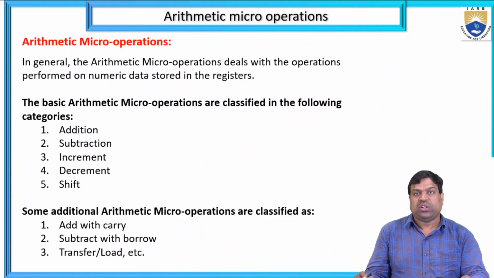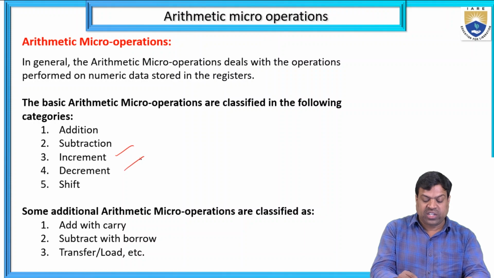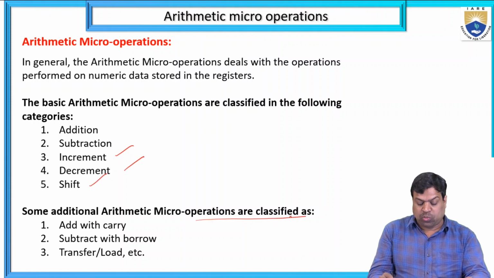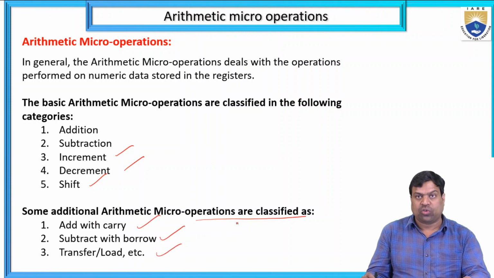So first one, arithmetic micro operation. In general, arithmetic micro operations deal with the operations performed on numeric data stored in the registers. The basic arithmetic micro operations are classified in the following categories: addition, subtraction, multiplication, division, increment, decrement, shift, like this. And some additional arithmetic micro operations are add with carry, subtract with borrow, transfer or load, etc.